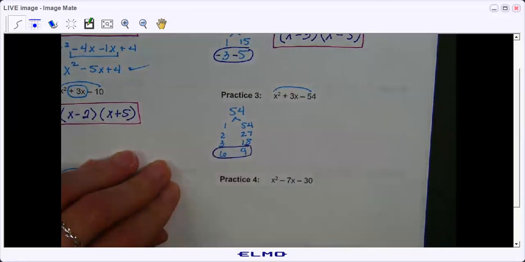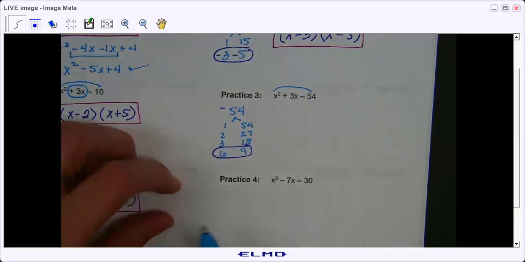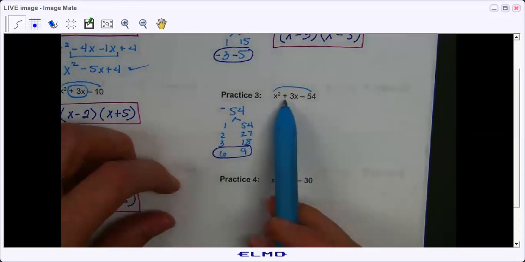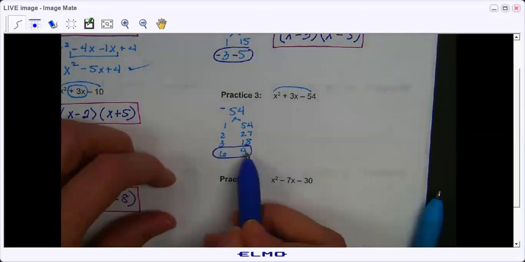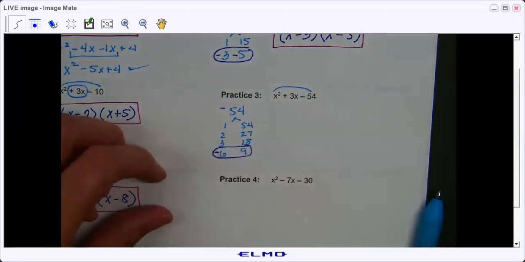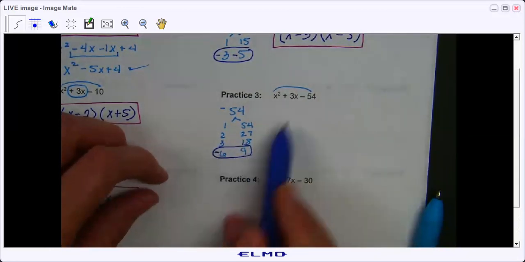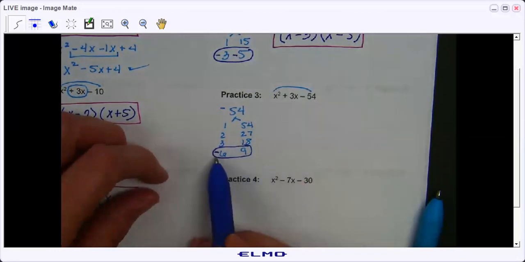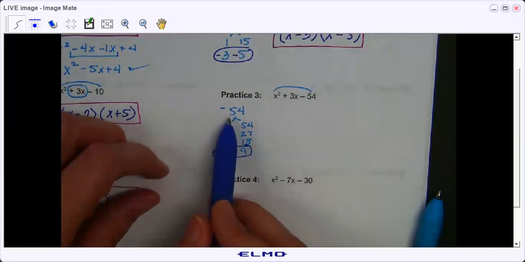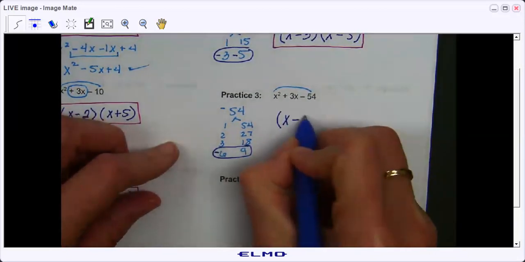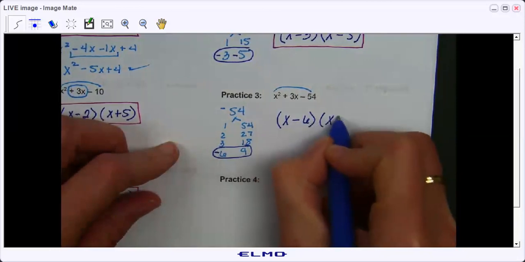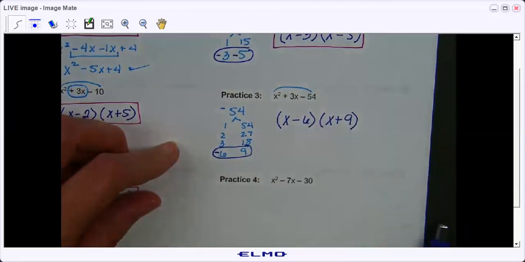Now notice that it has to be a negative 54 here. I forgot to put my negative there earlier. So that means one of these has to be negative. Since my middle term is positive, these have to add up to a positive number, meaning my 9 stays positive and my 6 becomes negative. Negative 6 plus 9 is a positive 3. Negative 6 times 9 is a negative 54. Okay, and there you have it.